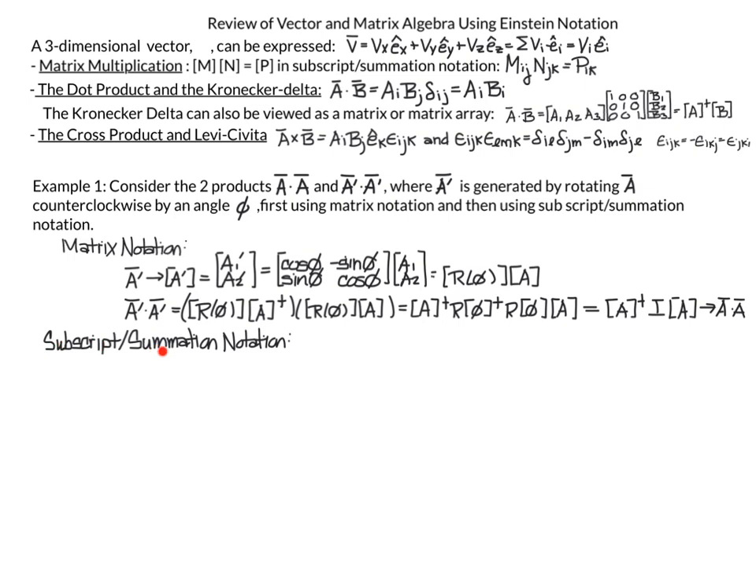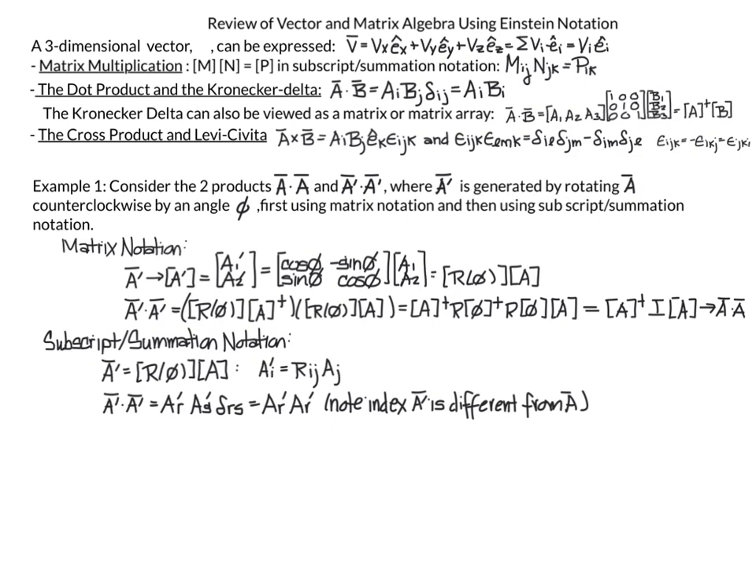Next, I want to consider subscript and summation notation. First, I have my A prime, which is equal to R times A. And then in my matrix multiplication notation, that means that A sub i prime is equal to R sub ij times A sub j. Remember, these j's kind of cancel out the same way they did over here. So A sub i prime is equal to R sub ij, A sub j.